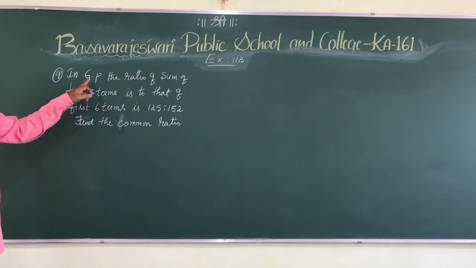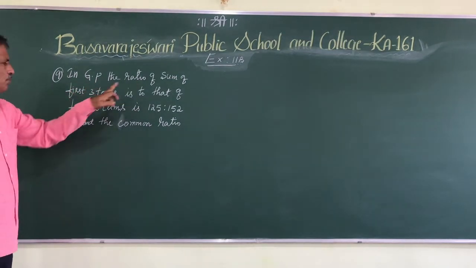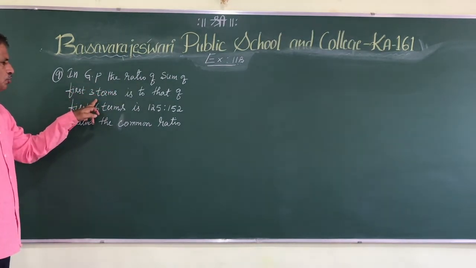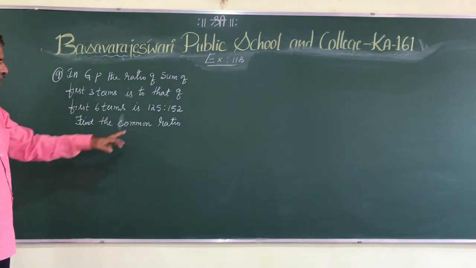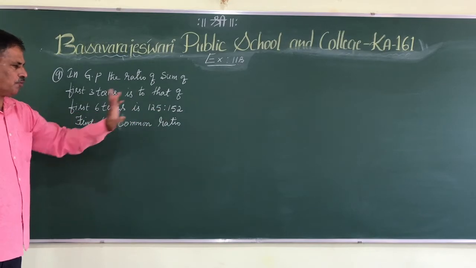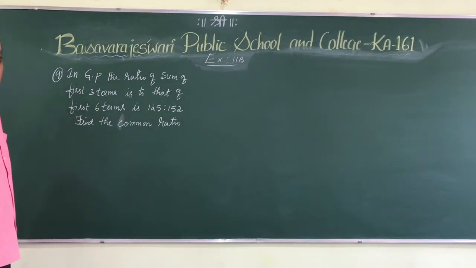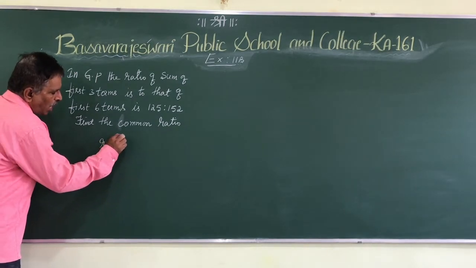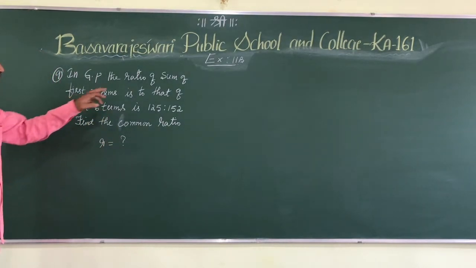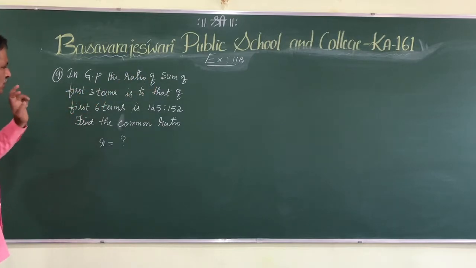The ninth question: in a GP, the ratio of the sum of the first three terms to that of the first six terms is 125 is to 152. Then find the common ratio. That means in the given question, you have to find R, the common ratio. But he has given the ratio of the sum of first three terms.